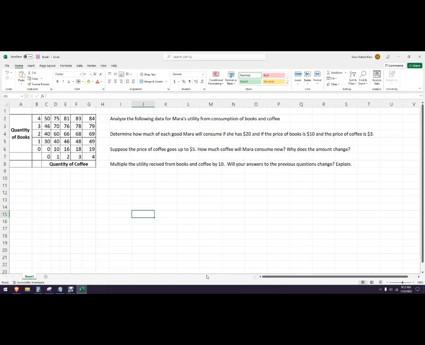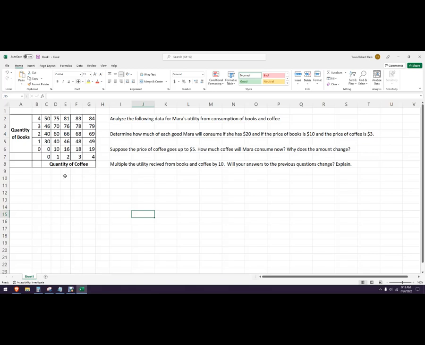In this problem, we're going to figure out what the optimal bundle for this person to purchase is. In this case, we've got what's called a utility map, so it's a little bit different than what you might have seen in other problems. We've got quantity of books, 4, 3, 2, 1, and 0. Quantity of coffees, 0, 1, 2, 3, and 4, and then what's in here gives the total utility based on that combination.